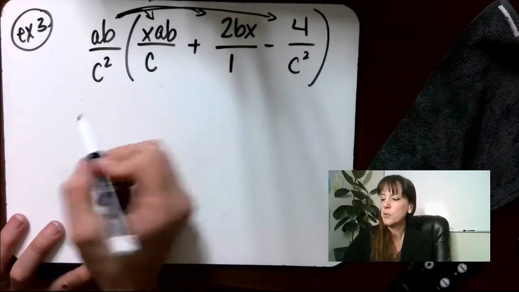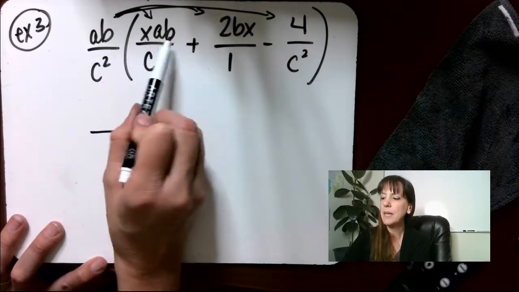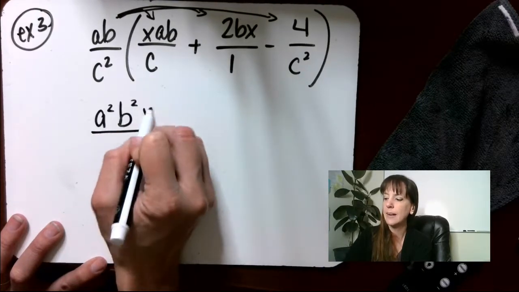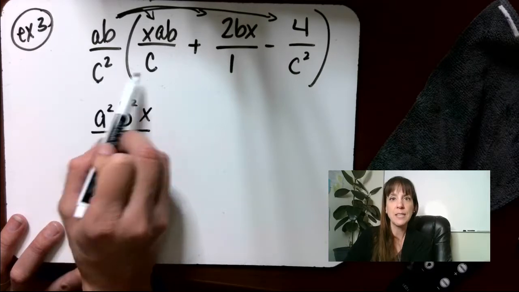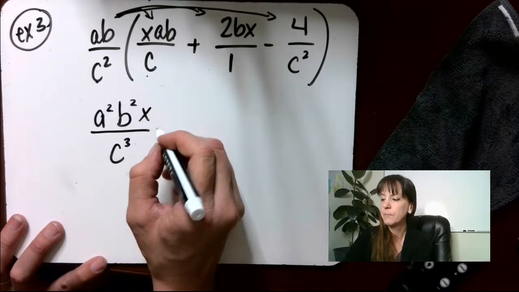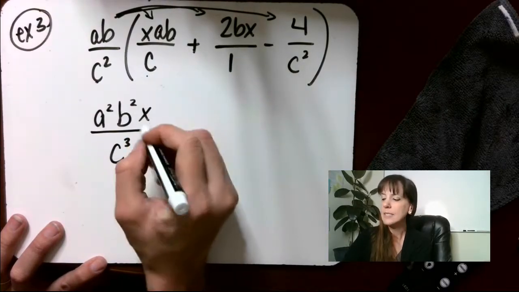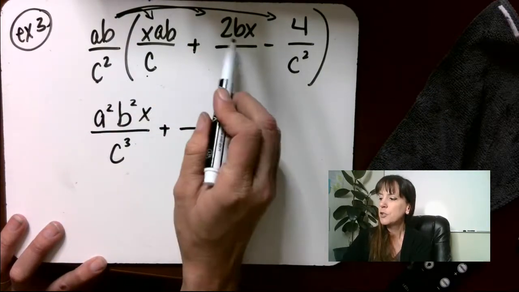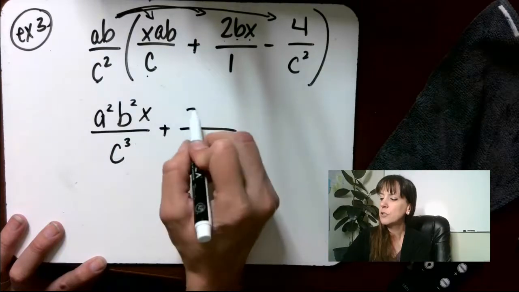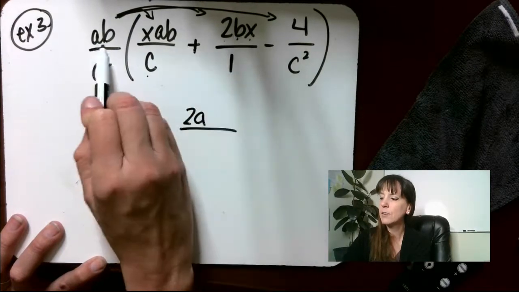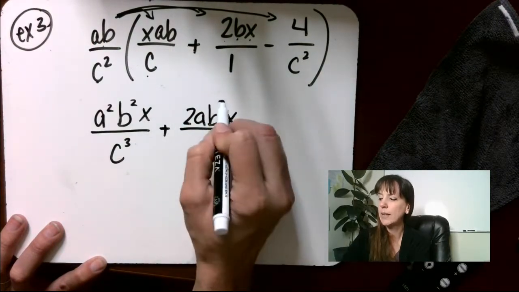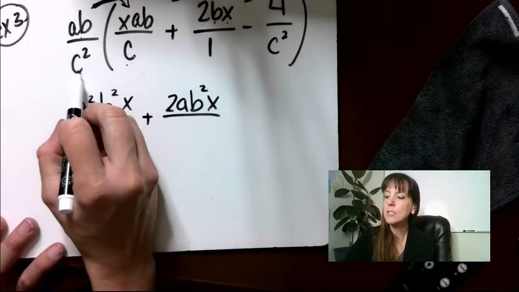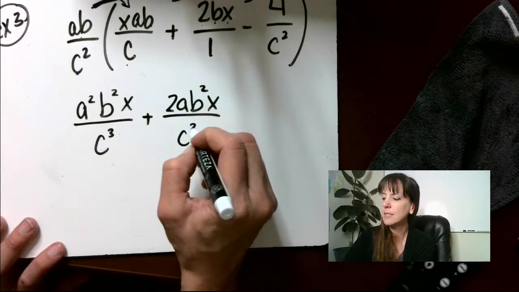So let's take a look at this first one. Upstairs, I'm gonna have A, B, and X. So I have two A's, two B's, and an X. Downstairs, I have two C's and another C, which gives me C to the third. Plus, I'm gonna bring this sign down because this is a positive, so that doesn't change that at all. I have two BX, AB, so I have two A, and then there's now two B's there and one X. Oops, I forgot to put my 2 there. I said it, and I just forgot to put it. Downstairs, C squared times 1 gives me C squared.